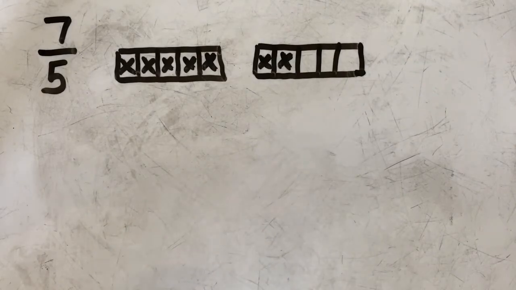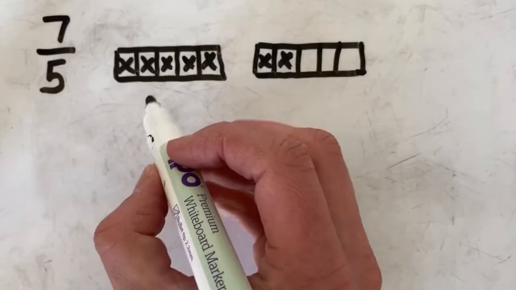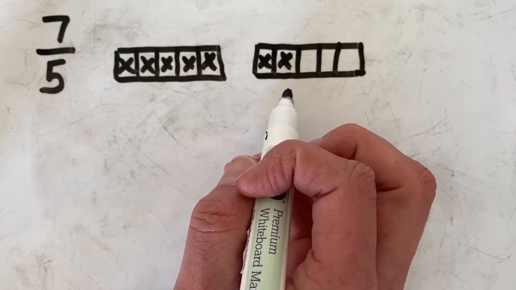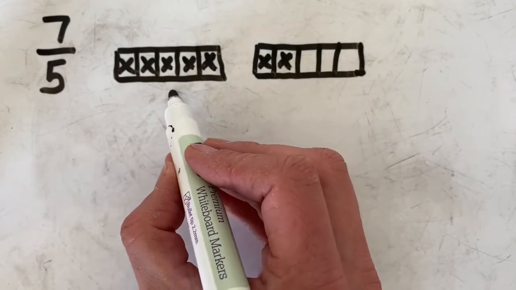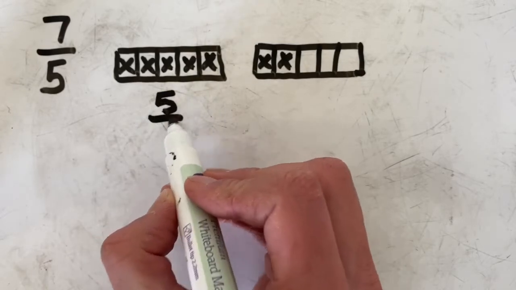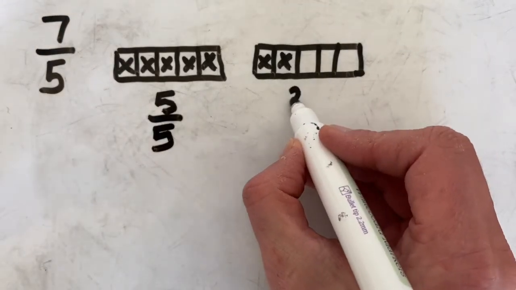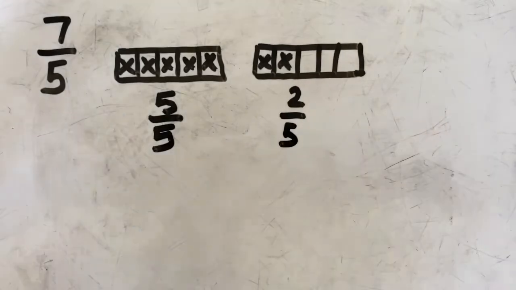I can demonstrate this using this bar model below. Here we have 7/5 as bar models. Now the first bar model here represents 5 of those fifths. The denominator 5 for fifths denotes that the max number of parts in each bar model is 5. So this one here is 5/5, and this one we have here is 2/5. Added together, these would be 7/5.